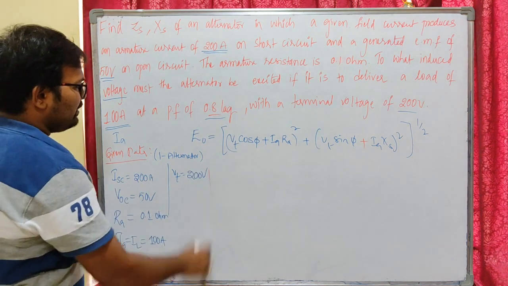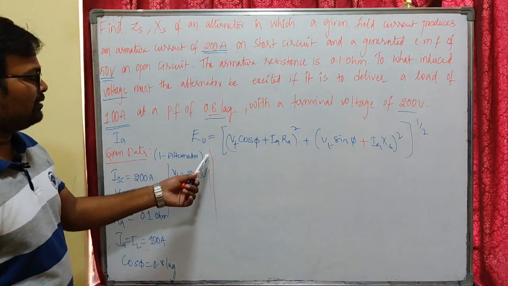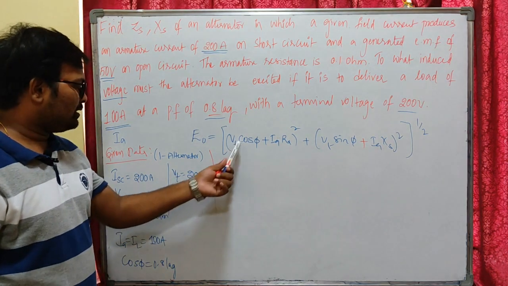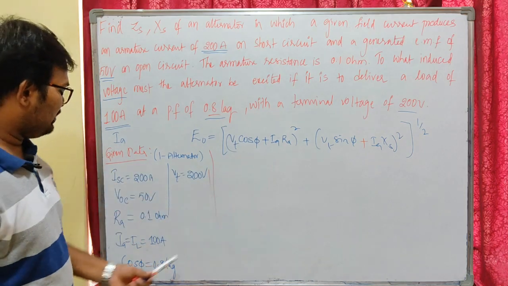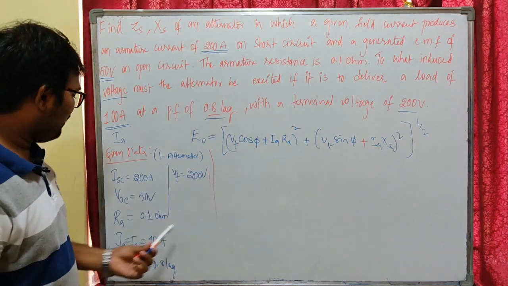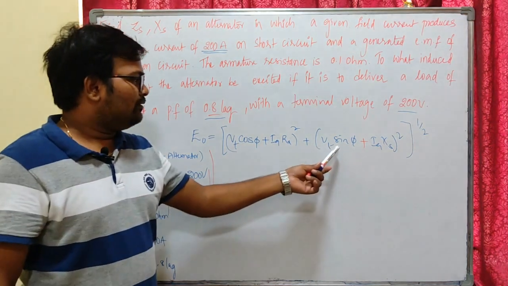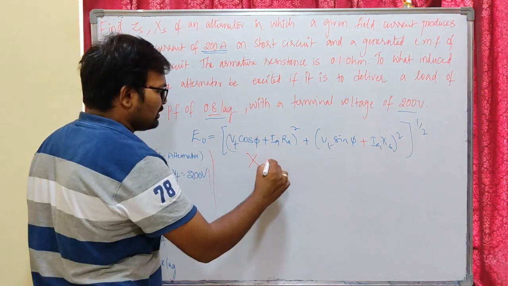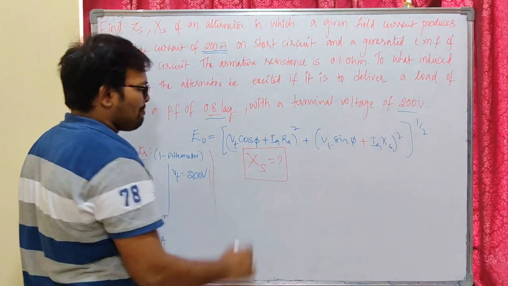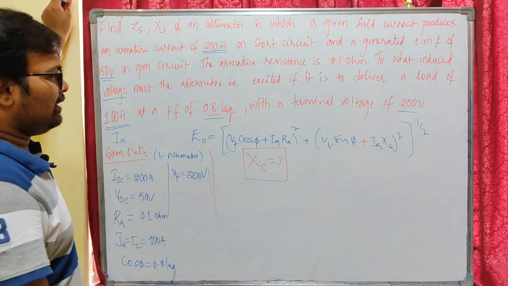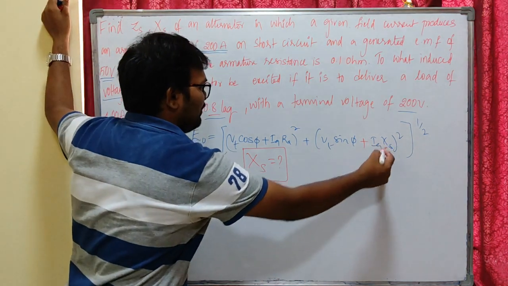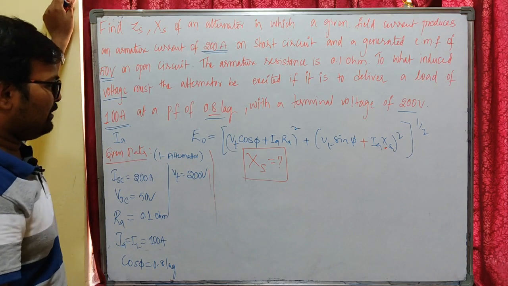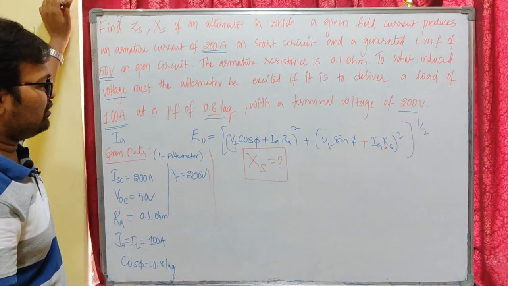Now let us try to find our generated EMF E0. For this we need Vt, we have Vt cos phi, and Ia is 100, and we have Ra here, Vt sin phi is there, Ia is there, but we don't have Xs here. So how can we find Xs, the synchronous reactance? If we can find that, just one parameter, we can find E0. So how can you find this?